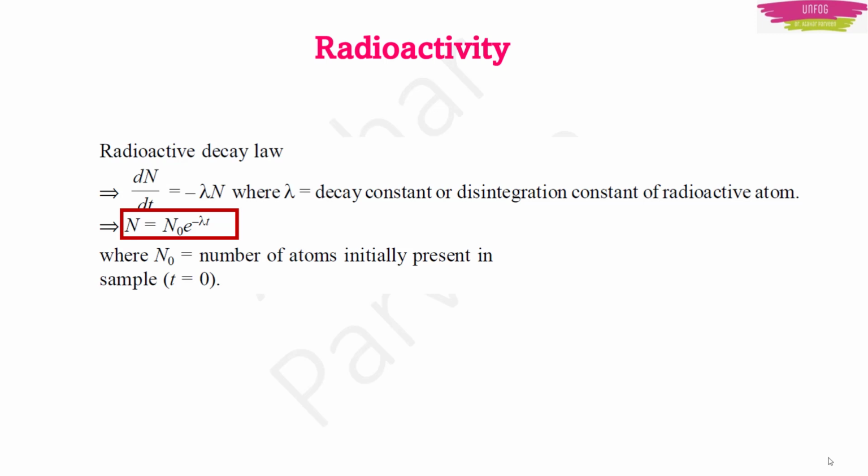Here N naught is the number of atoms initially present in it, and N will be the number of atoms present in the final stage. And lambda is the decay constant or disintegration constant of the radioactive atom. So just remember this formula, N equals N naught e to the power minus lambda t. t is the time. Don't worry, I will not tell you to use this formula also. I have my own tricks. I'll tell you.